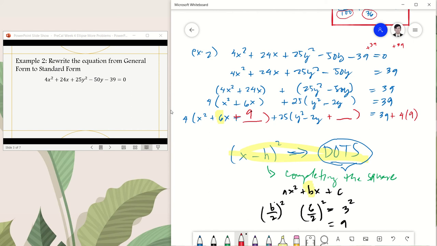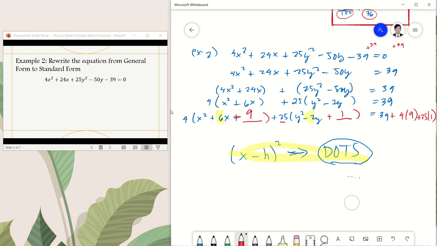So, here naman, yung coefficient ng ating y is negative 2. So, yung gagawin naman, same process, negative 2, divide mo siya by 2, then square mo afterwards. Negative 2 divided by 2 is negative 1. But the square of negative 1 is a 1. So, ang i-add dito is 1. But since may 25 dito, so it's not just a 1, but a 25 times 1.